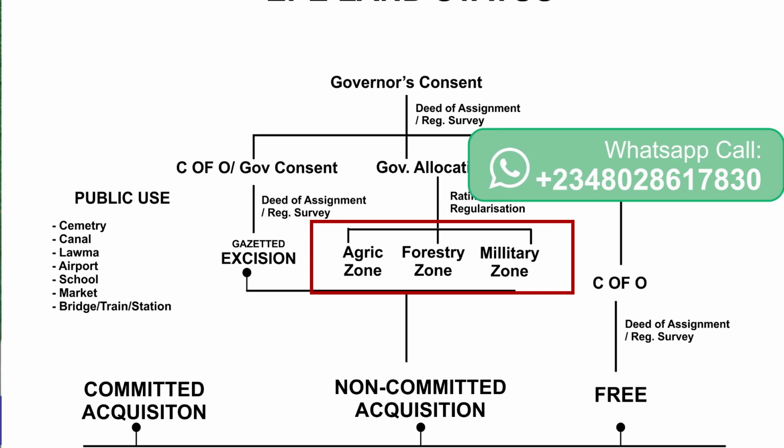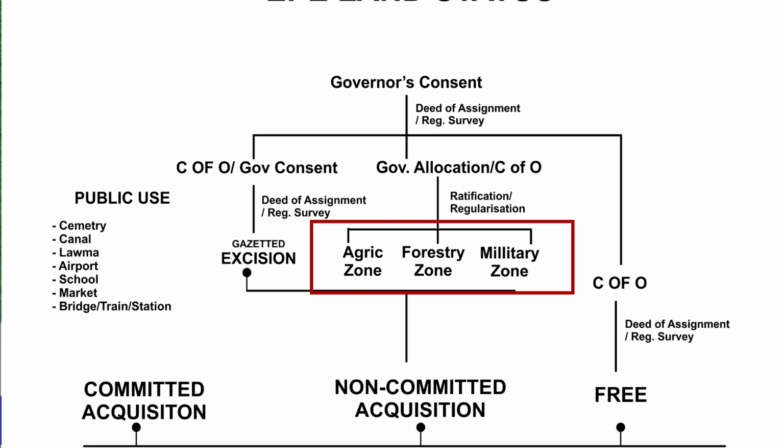So what can you do after you have bought an agric zone, or a forestry zone, or a military zone? That's where ratification or regularization comes in. So you do ratification or regularization to get government allocation, and then from government allocation you perfect to CFO. Alright, so free land simply means the part that government did not put a zone on. So it's very common in Epe.